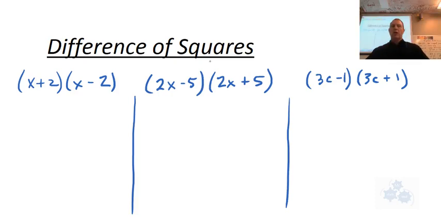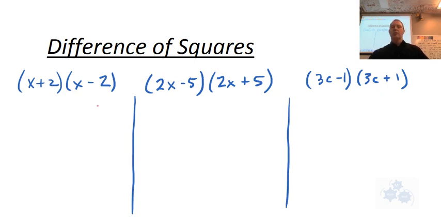All right, so when we're talking about difference of squares, I want to show you some patterns that come when we multiply certain binomials together. So first of all, if you look at these sets of binomials here, what do you notice about each set of binomials? There's a pattern. What's the pattern? What is it?